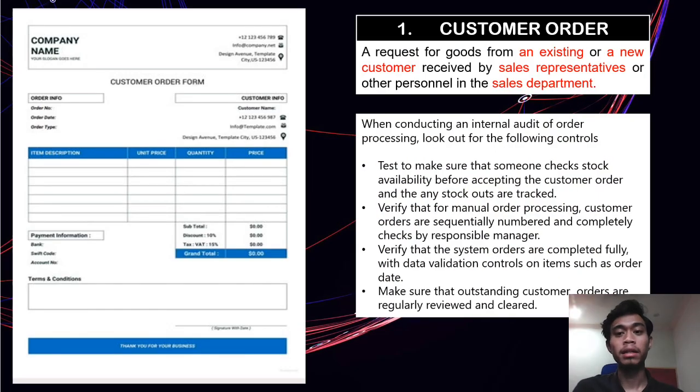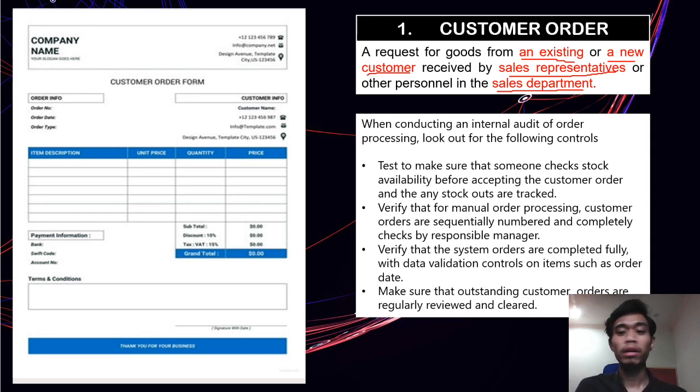Alright, as I explained earlier, the customer order. So what is customer order? Customer order is a request for goods from an existing or a new customer received by the sales representative or other personnel in the sales department. As I said earlier lah, maksudnya customer order ni issued by customer, existing or new customer, and received by the sales representative or other personnel in the sales department. Okay, so the function of the customer order is for the customer to tell the sales department what product they want to buy, the quantity.